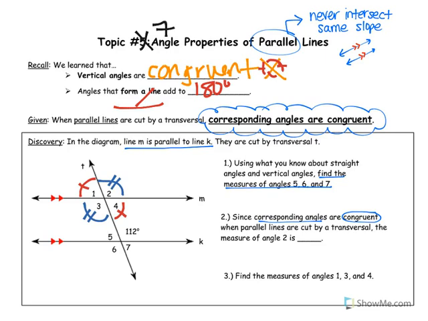And now let's look at what we're given. Up here it says when parallel lines are cut by a transversal, I know that corresponding angles are congruent. Well, last class you learned that corresponding angles, 1 and 5, are corresponding, and that means that they're congruent. So I know that angle 1 and angle 5 are going to be the same measure, okay?